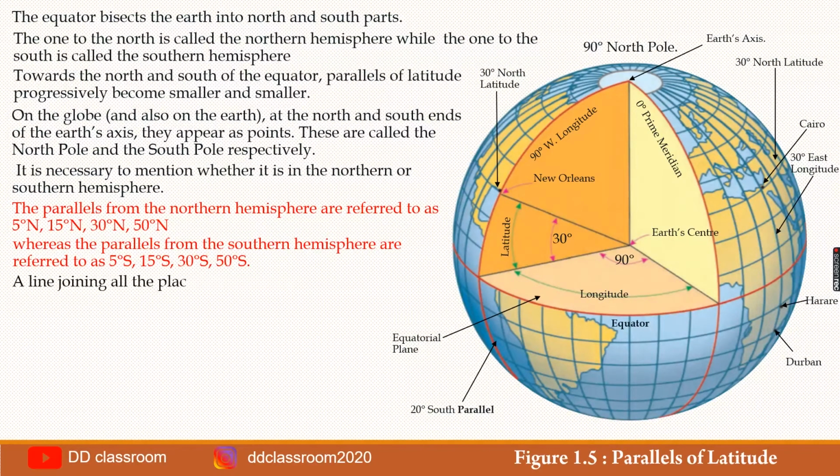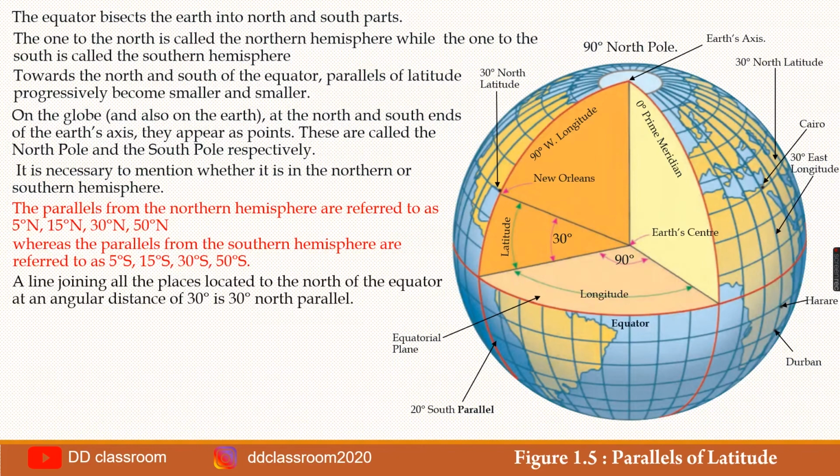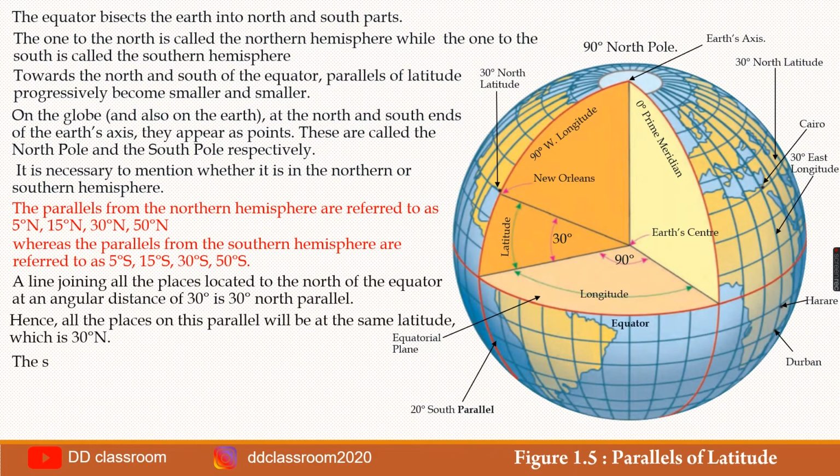A line joining all the places located to the north of the equator at an angular distance of 30° is the 30° north parallel. Hence, all the places on this parallel will be at the same latitude, which is 30° north. The same concept holds good for all other parallels.